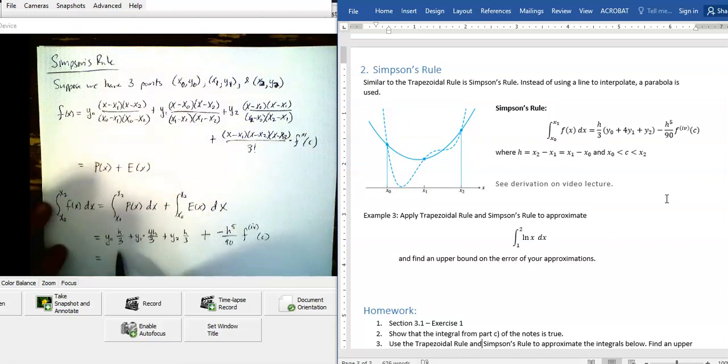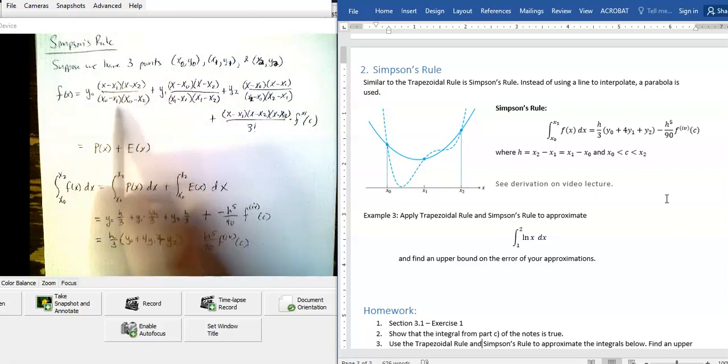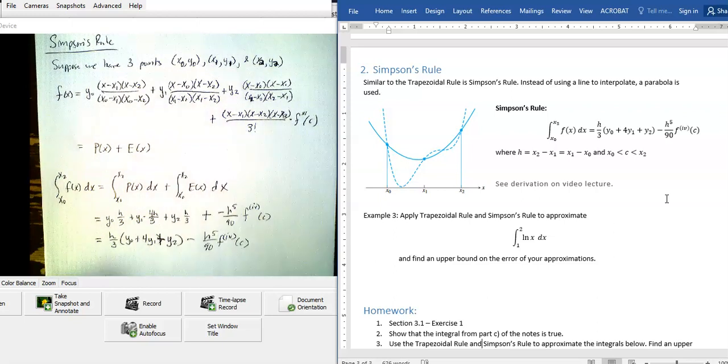Or, you can factor out h to the 3rd here, h to the 3rd, y naught, plus 4y1, plus y2, minus this error term. Again, all of the antiderivatives of these flow from the three that we did previously today. Okay.